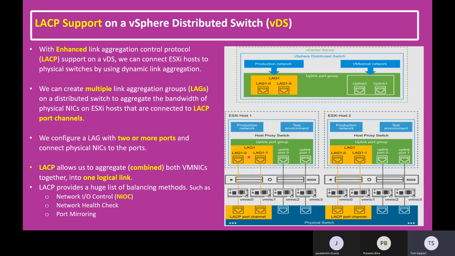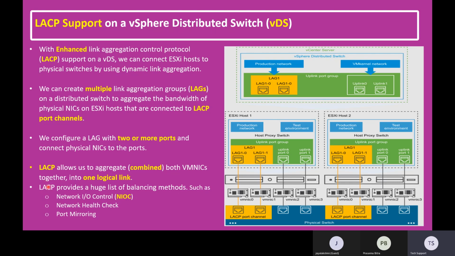See, here we have two ports, but you can configure more ports also and connect physical NICs to the ports. So Link Aggregation Control Protocol allows us to aggregate, meaning combine, both VM NICs together into one logical link. So this entire link will act as one link only, one channel. And LACP provides a huge list of balancing methods.